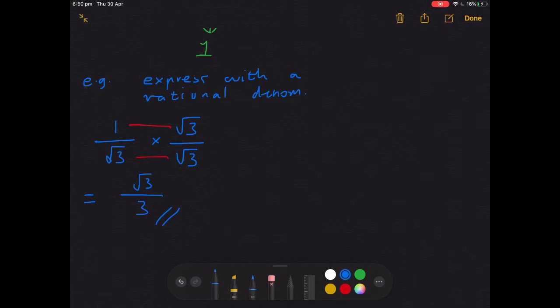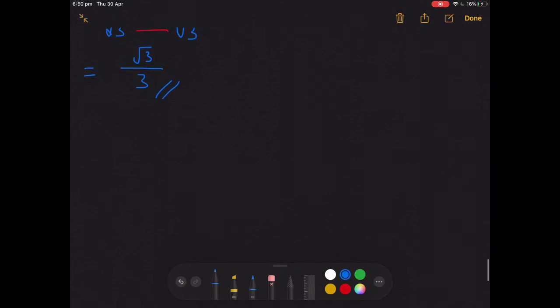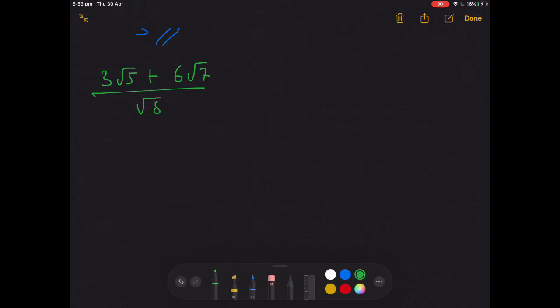Okay. Let's do a bit of a harder one. Let's look at another example, something like question 11 from SURDS exercise 2. I might do 11E. It looks like this. 3 root 5 plus 6 root 7 on root 8. We want a rational denominator, we want to get rid of the root 8. So what do we do? We multiply by root 8 on root 8.